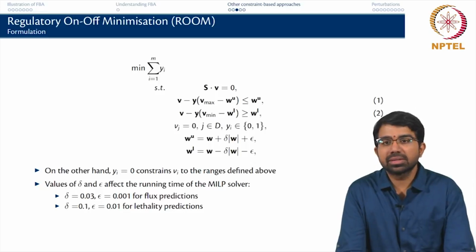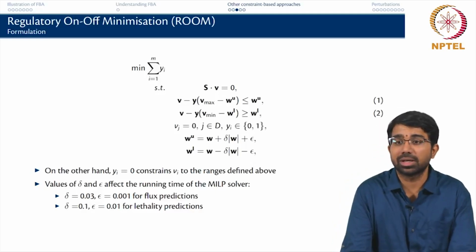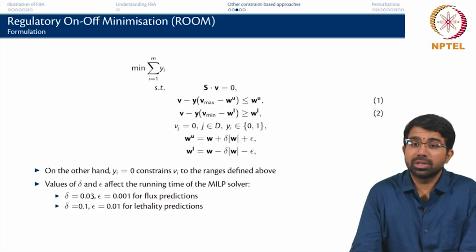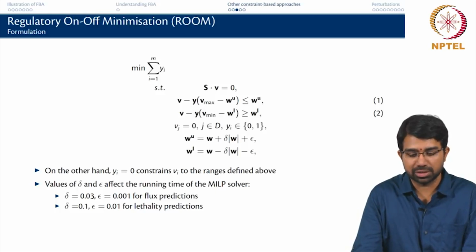The main idea here is that you can come up with different formulations based on what makes more sense with respect to the biology you are interested in, right. Is it more important to minimize the overall flux changes, or is it more important to minimize the number of flux changes, and so on.